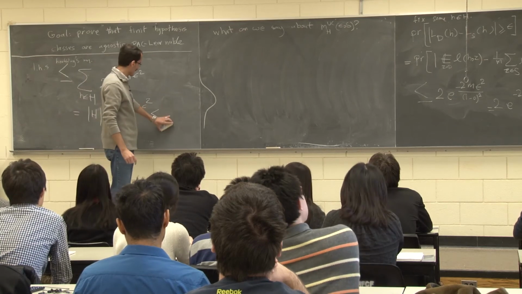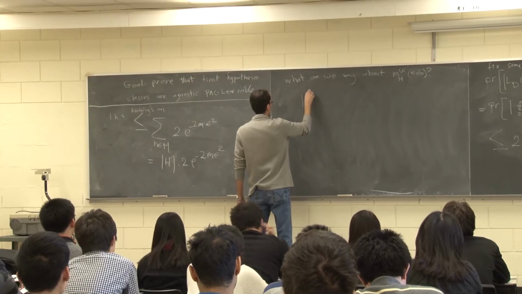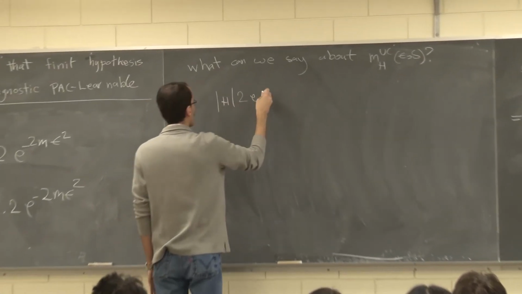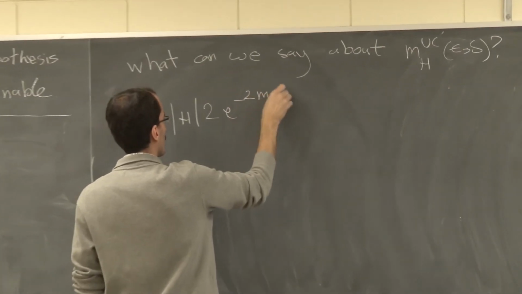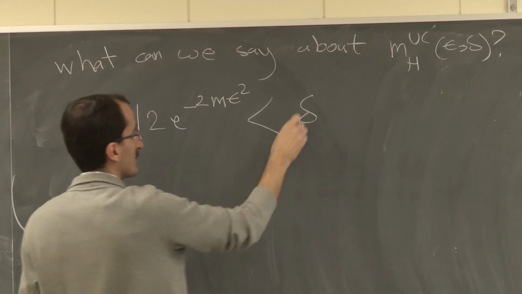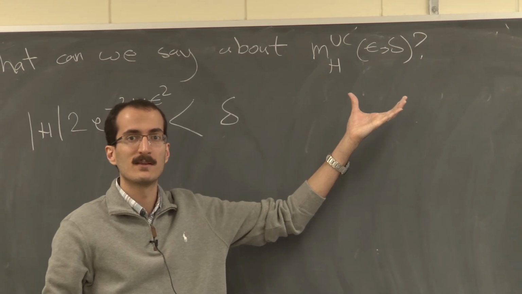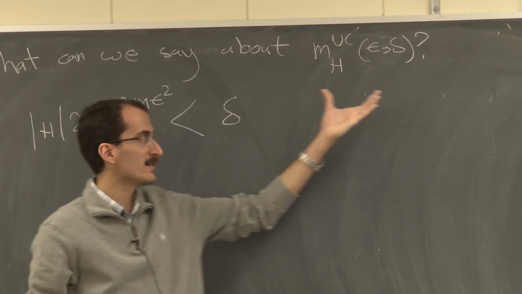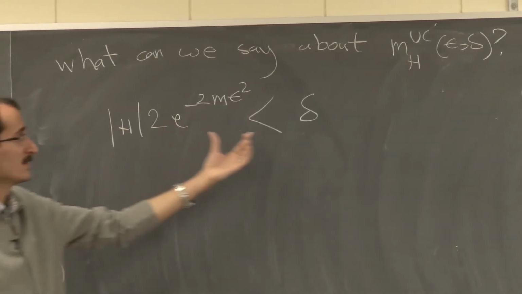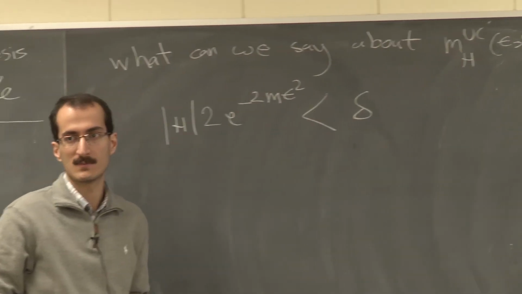So let's write it here. We want the probability of error, of failing, to be less than delta. This is the requirement of the problem. The sample complexity should be that large: M should be large enough that this thing becomes small, such that we have this property.